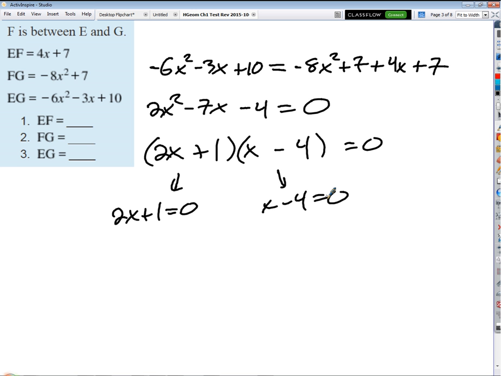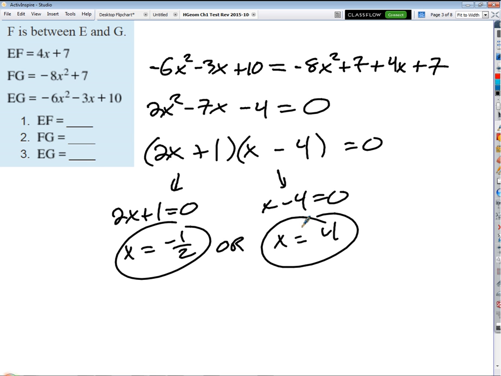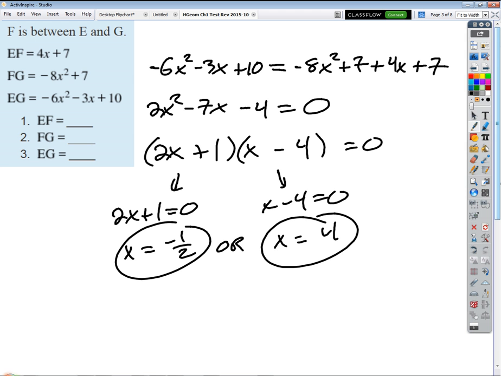-1/2, I gotta subtract 1 and divide by 2. So x equals -1/2 for x equals 4. You guys have to check them both to see, they're actually asking in this case for the lengths of the segments, right? So I gotta see which ones make sense.